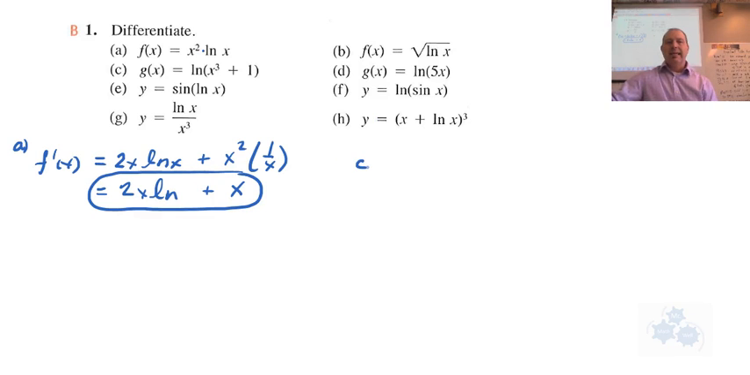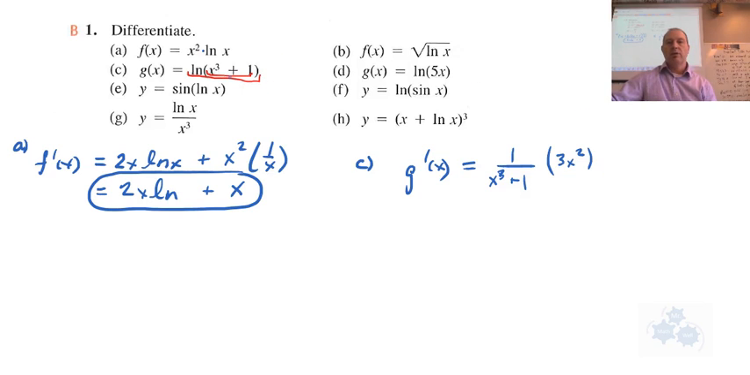All right, what about c? Let's take a look at c. G prime of x here. I'm looking at c, and I'm seeing an outside function and then an inside function. What's the outside function? It's ln of u, basically. The derivative of ln of u is 1 over u times u prime. So we have 1 over u, which is x cubed plus 1, times the derivative of x cubed plus 1, which is 3x squared.